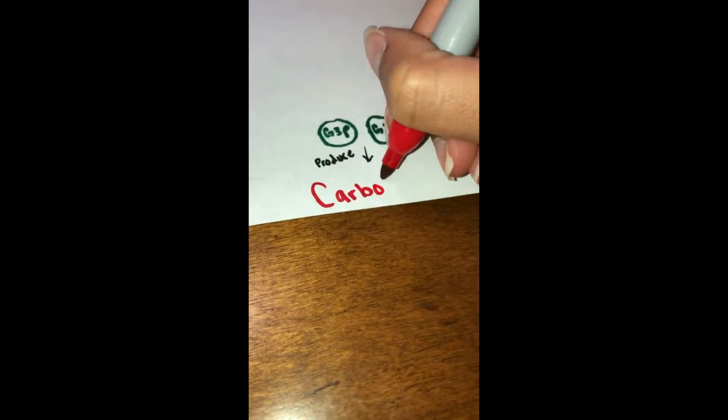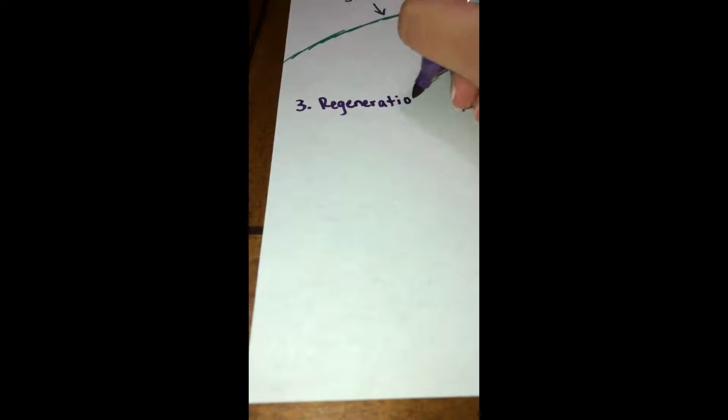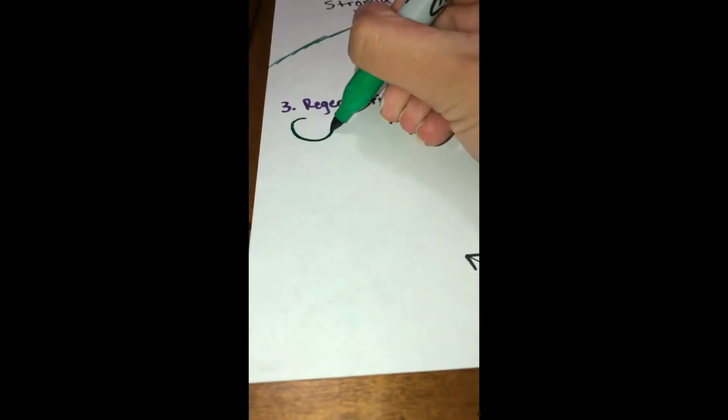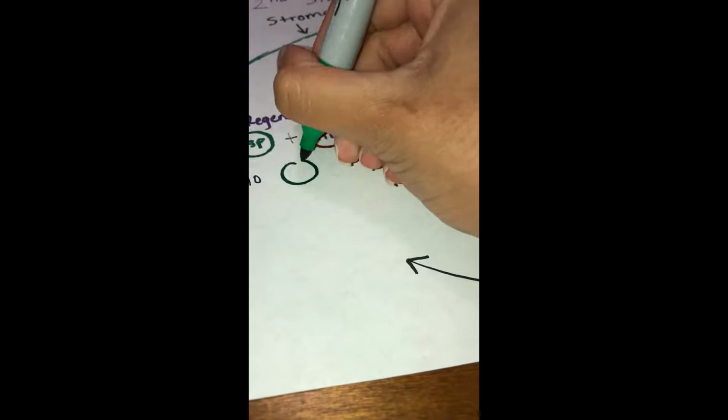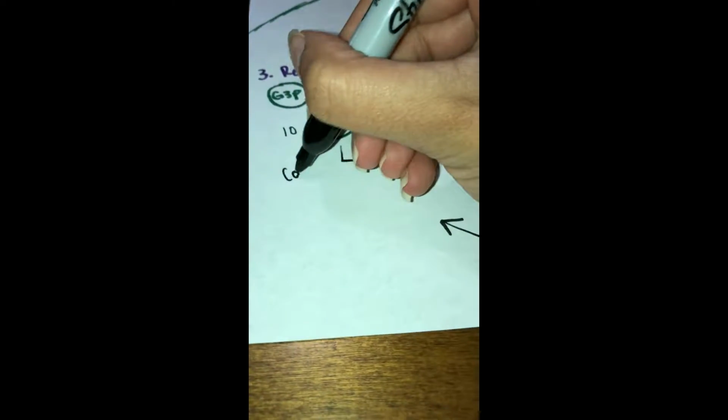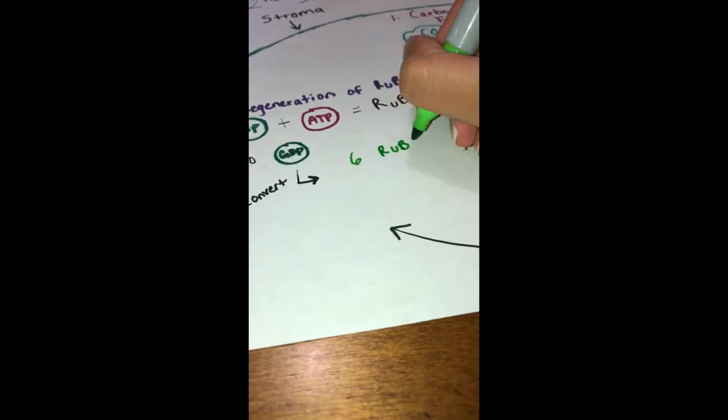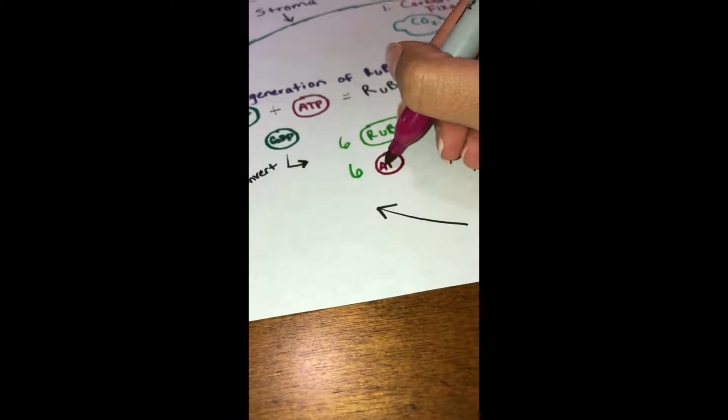The last phase, regeneration of RuBP, uses ATP from the light reaction and G3P to produce RuBP. The 10 molecules of G3P are converted into 6 RuBP and 6 ATP. Then the Calvin cycle starts all over again.